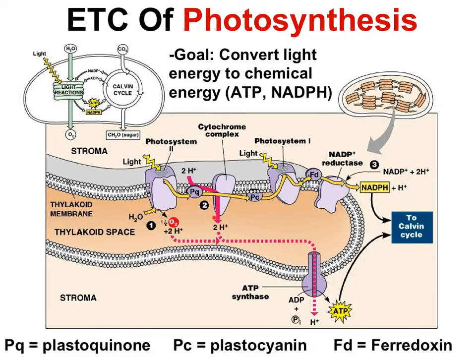Then, the protons flow through ATP synthase by facilitated diffusion from the thylakoid space back to the stroma. The energy from the proton gradient is used to phosphorylate ADP and make ATP. Familiar story with ATP synthase. But making ATP this way is called photophosphorylation because of the involvement of light.